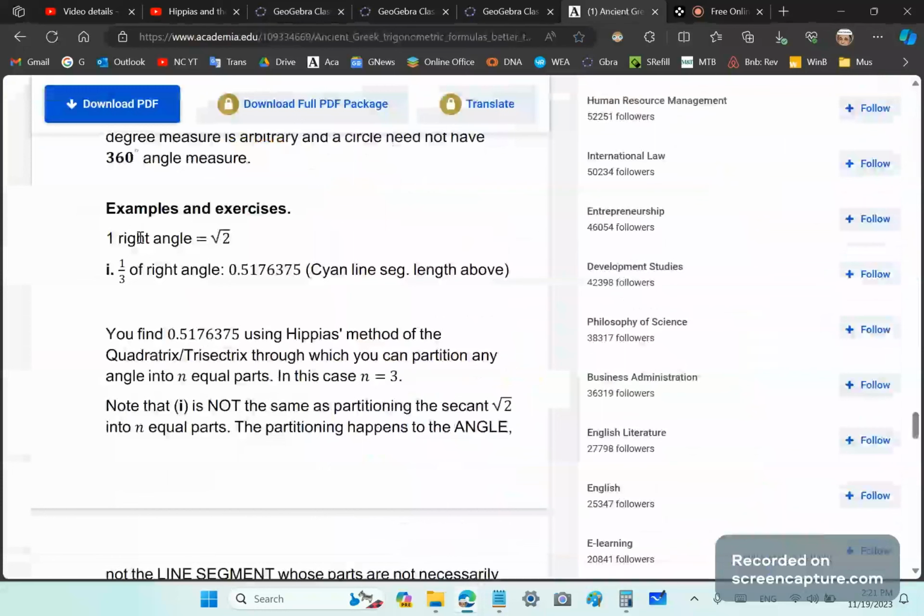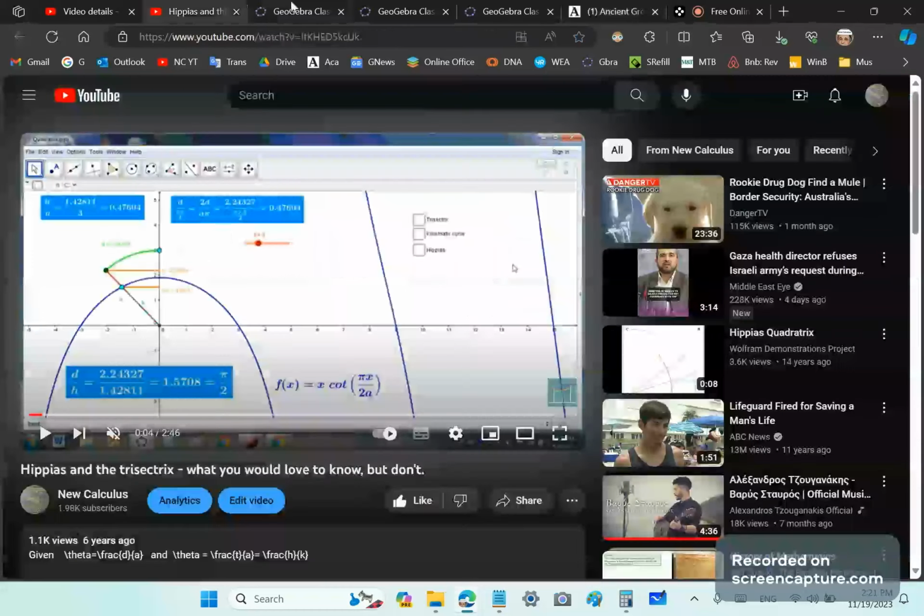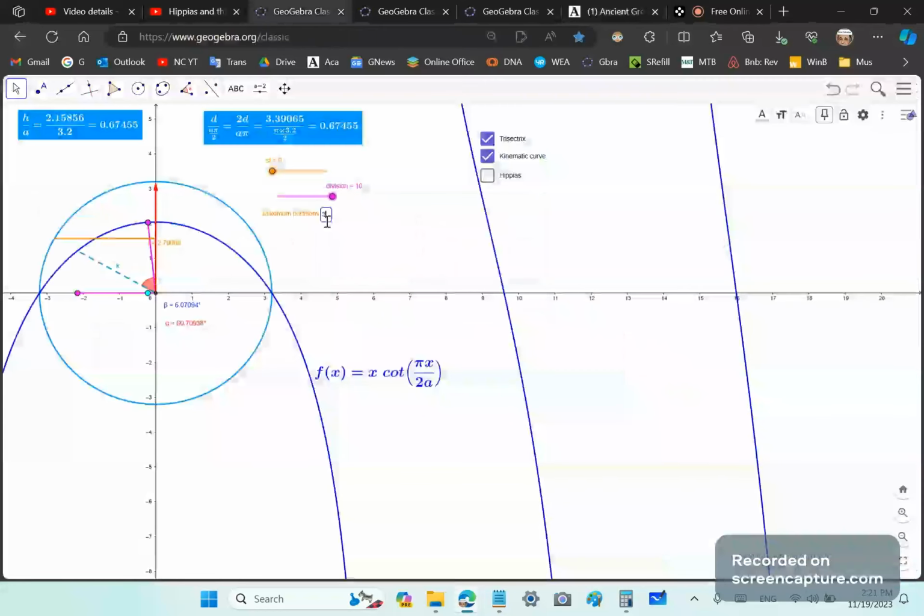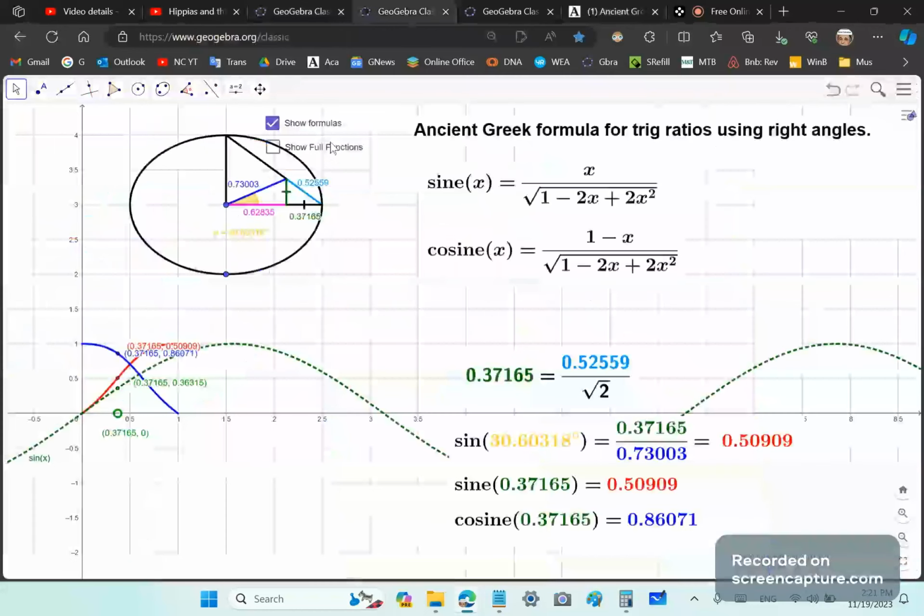So for example, if you want a third of a right angle, what you have to do first is go to Hippias and find how much of the angle is a third: 1, 2, 3. Once you're able to do that, you can come back here.